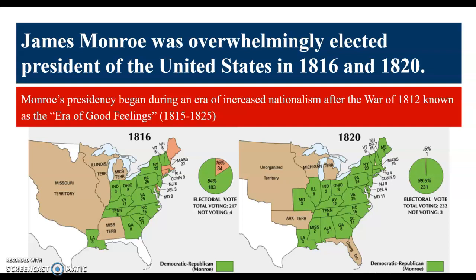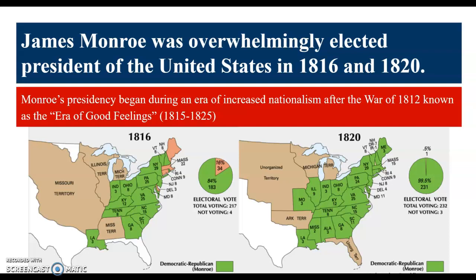Monroe's presidency began during an era of increased nationalism. The Americans believed that they just won the War of 1812, especially after Andrew Jackson's victory at the Battle of New Orleans. There's this new sense of pride and loyalty for the country. And this era of increased nationalism is called the Era of Good Feelings, which lasted this 10-year span, 1815 to 1825.